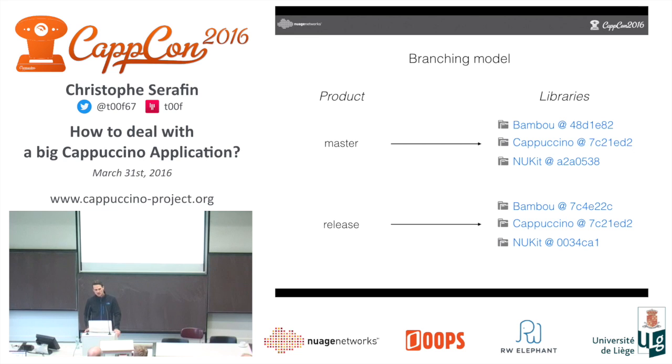This is how we deal with versioning at NuageNetworks. We have the master, which is the top of the tree, and we have different release versions that are made each time we want to provide a release to a client.